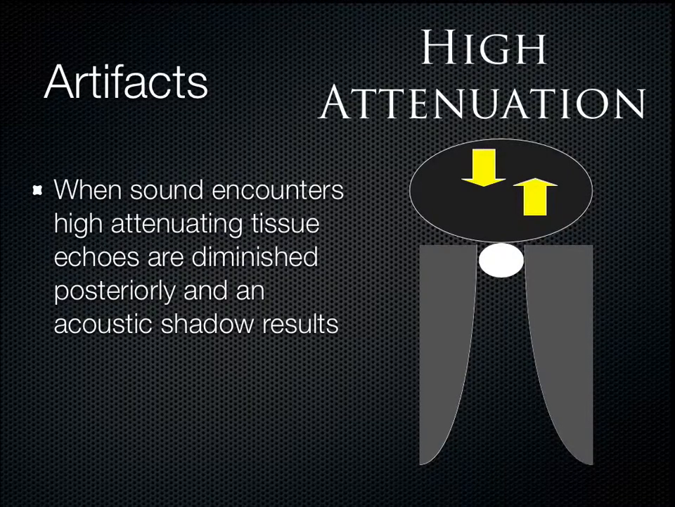In fact, a high attenuating artifact helps me because there's a shadow that persists underneath a high attenuating artifact. By the way, attenuation means the weakening of sound as it travels into and then out of the body. So sound's constantly getting attenuated or weakened. And some things really attenuate sound, like a dense structure, like a gallstone.